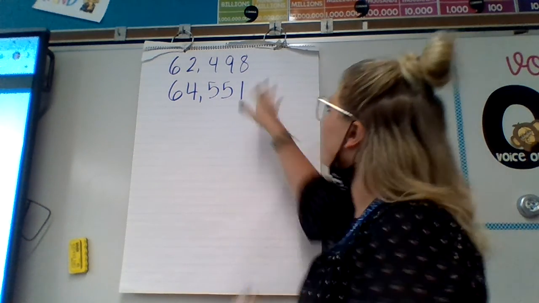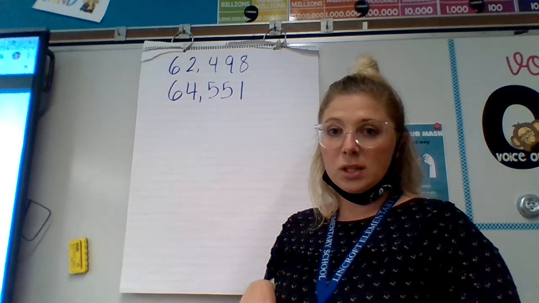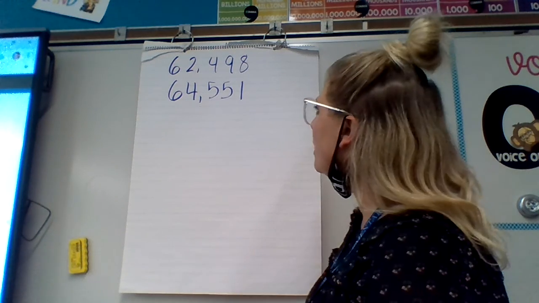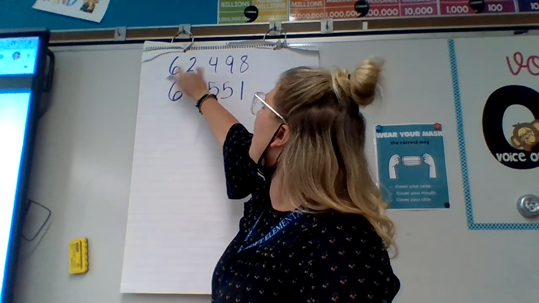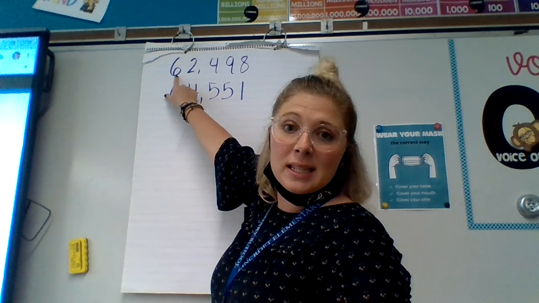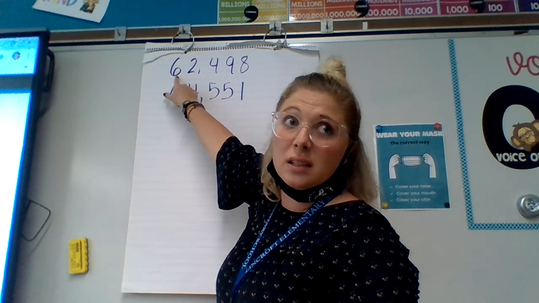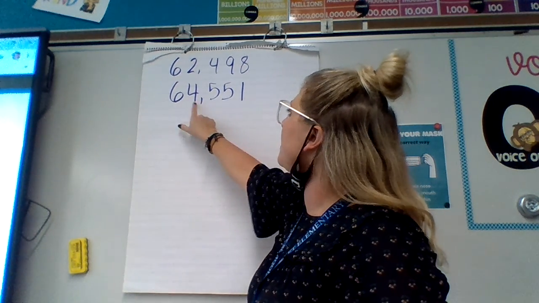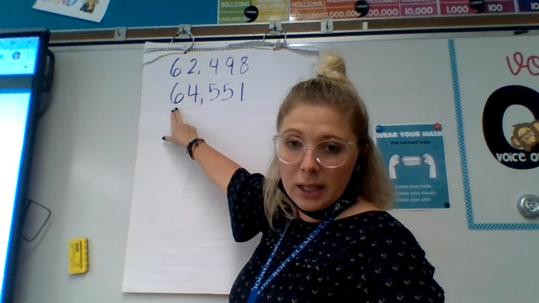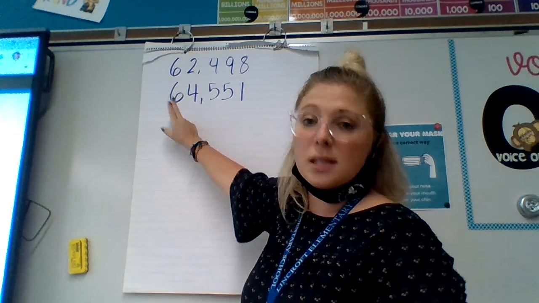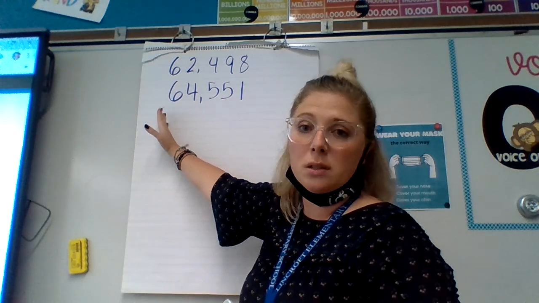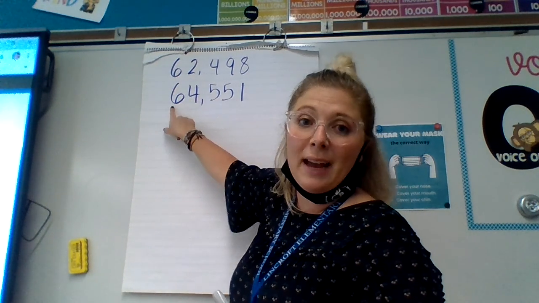Now, when we have big numbers like these, the first thing we do is look at what digit is the largest digit. In our number 62,498, our largest digit is the 6. That is worth 60,000. And in 64,551, our largest digit is also in the 10,000s place, another 6. So I look at the largest place first, and I have a 6 and another 6.